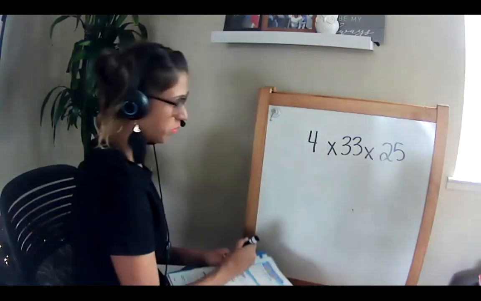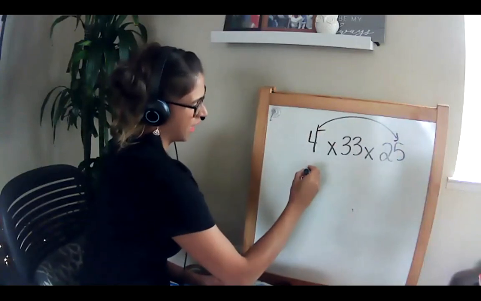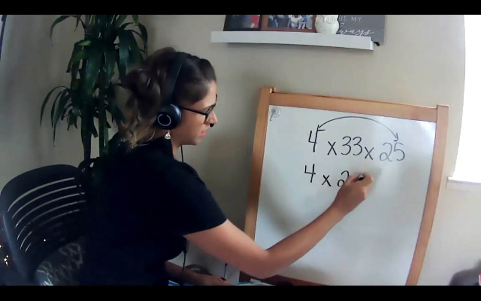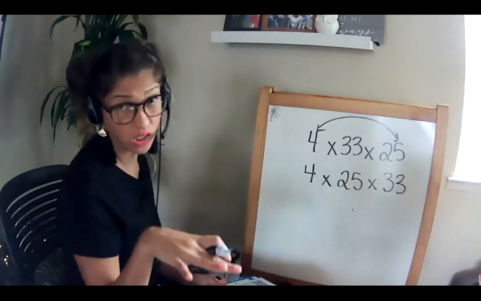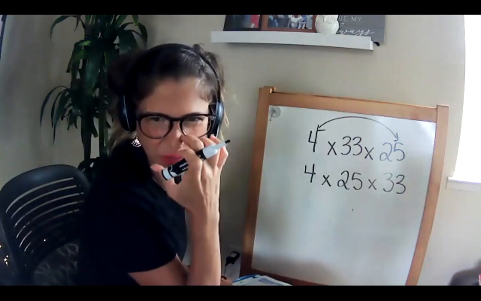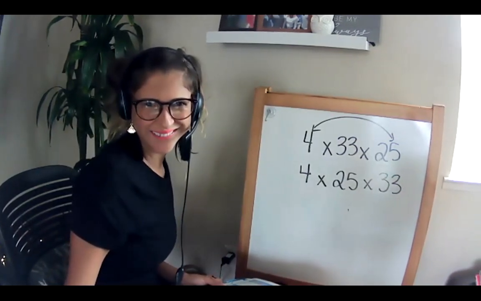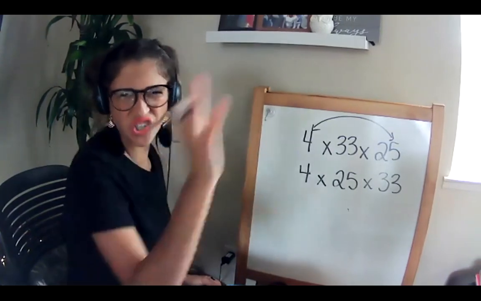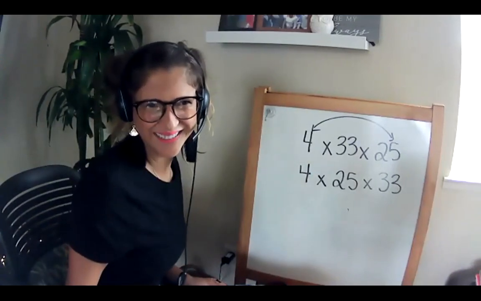4 and 25. I'm just going to switcheroo something. I'm going to switch my factors around. 4 times 25 times 33. I didn't change any of my factors, so I'm good. I just moved them around. What property is that, Clarissa, when you move the factors around? I switched the order. The switching property?